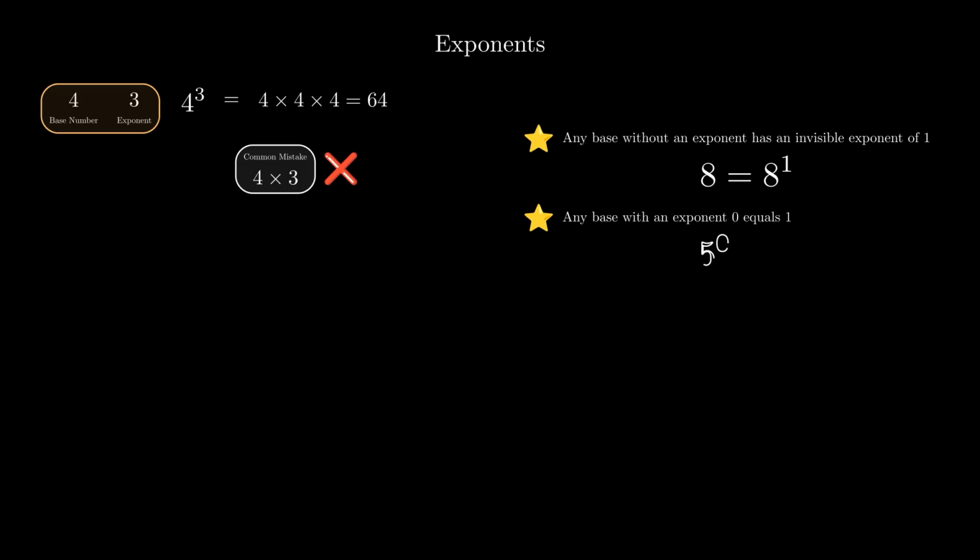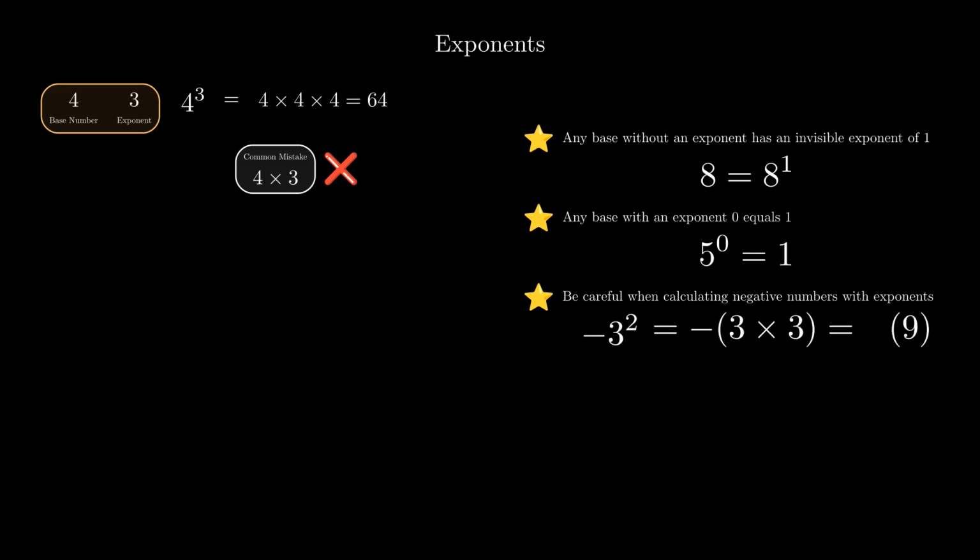And lastly, we need to be careful when working with negative numbers and exponents. For example, negative 3 raised to the power of 2 is equal to 3 times 3 equals 9, and then the negative sign is applied to the result. The power of 2 is only applied to the base number and not the negative sign. Always look what is next to the exponent to determine what is being raised to the power.